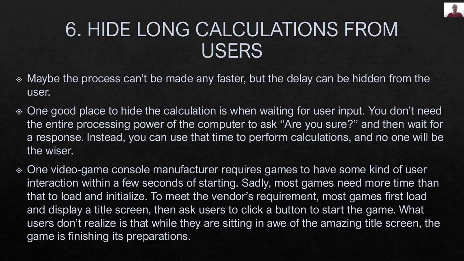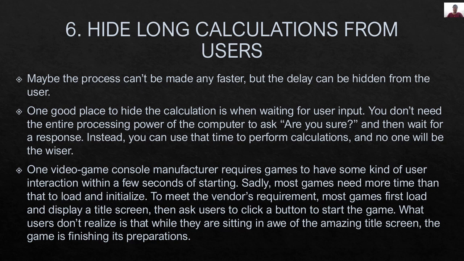Sixth one. Hide long calculations from the user. Maybe the process cannot be made any faster, but the delay can be hidden from the user. One good place to hide the calculation is when waiting for the user input. No need to use the entire processing power of the computer to ask, "Are you sure?" and then wait for the response. Instead, you can use the time to perform calculations and no one will be wiser.